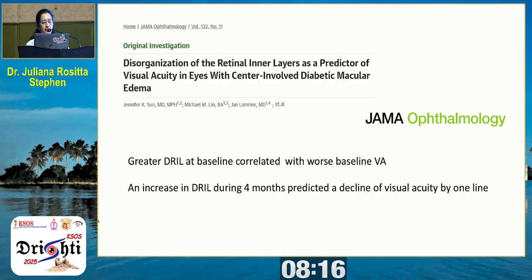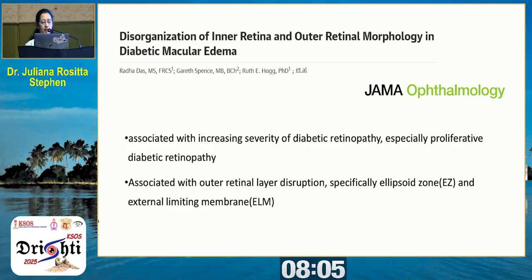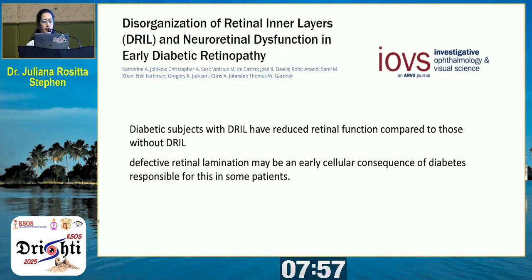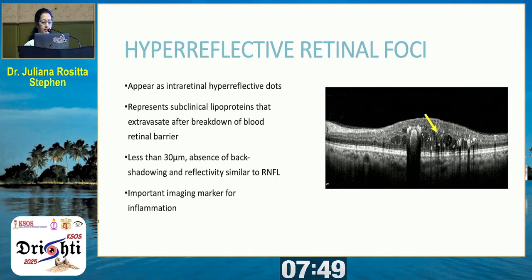Greater DRIL at baseline is correlated with worse visual prognosis. An increase in DRIL during the 4 months period predicted a decline of visual acuity by 1 line. DRIL is also associated with increasing severity of diabetic retinopathy, especially proliferative diabetic retinopathy. Diabetic patients with DRIL have reduced retinal function compared with those without DRIL due to defective retinal lamination.